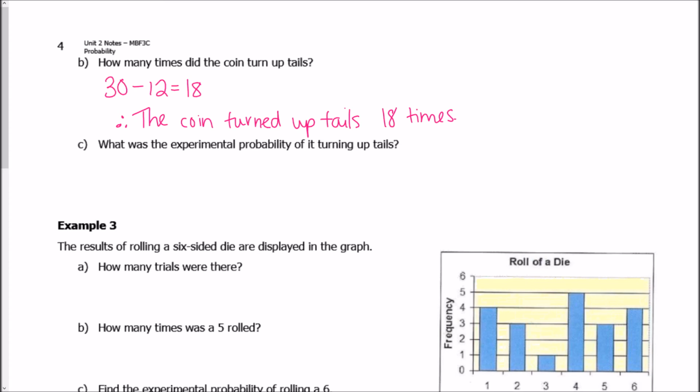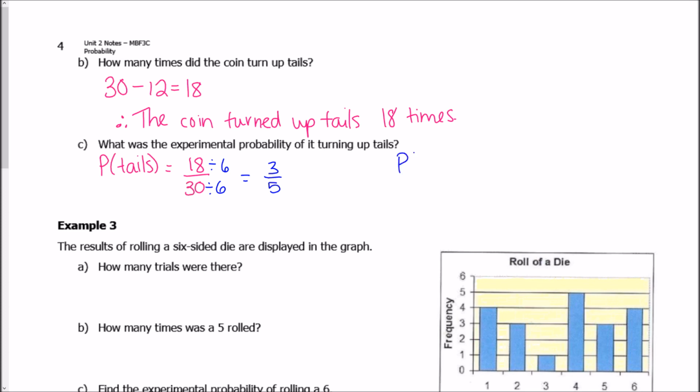Okay, and then part C, it says, what was the experimental probability of it turning up tails? Again, we have a bunch of different ways we can do this. We could say that the probability of tails, we've got 18 successful trials out of 30 altogether. Both of these numbers are divisible by 6. So when I divide them by 6, I get 3/5. So the probability of tails is 3/5.